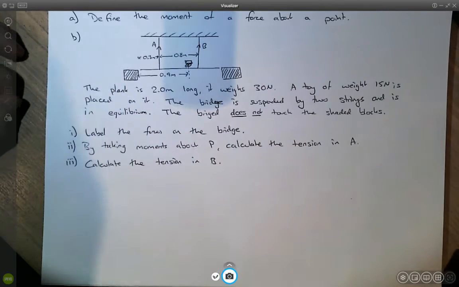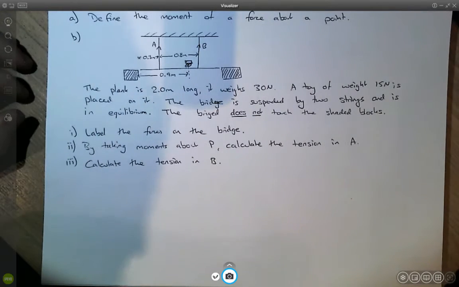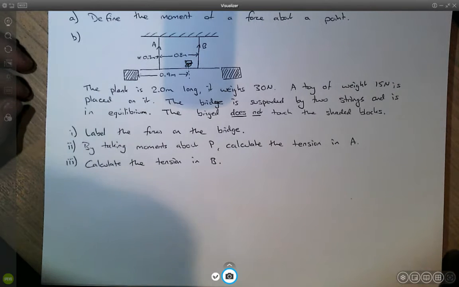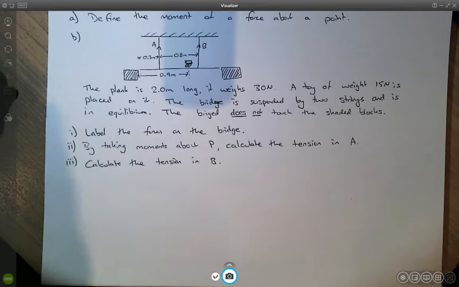In this video, we're going to look at an exam question focusing on moments. Pause the video now and try all parts of this question.